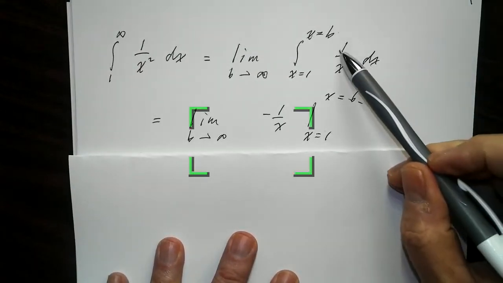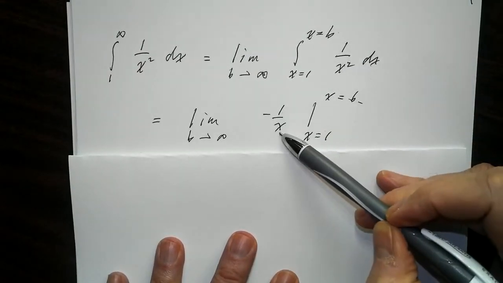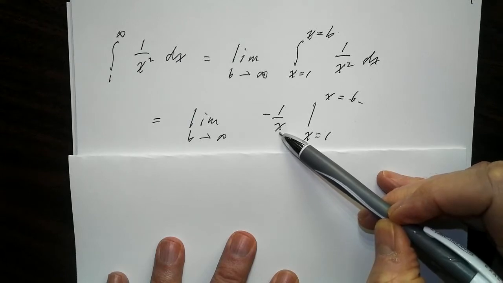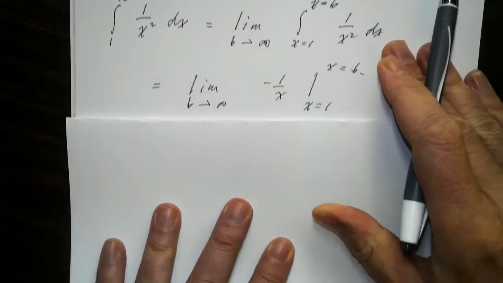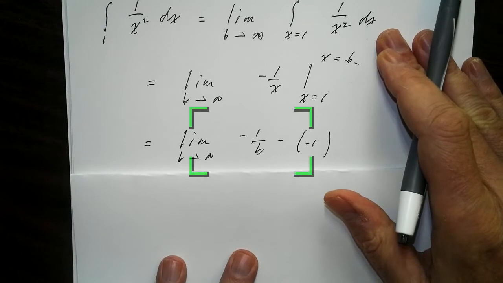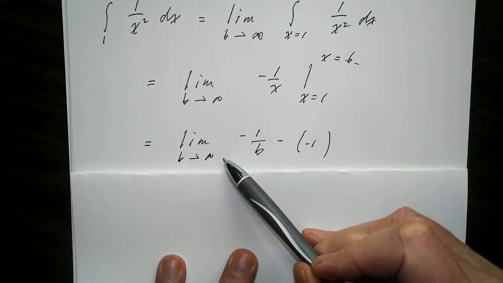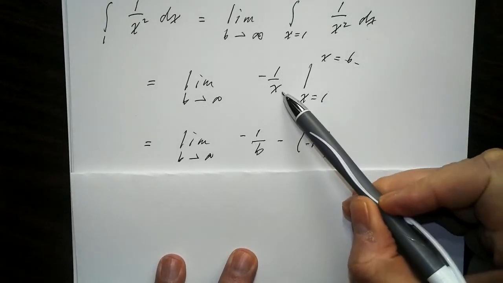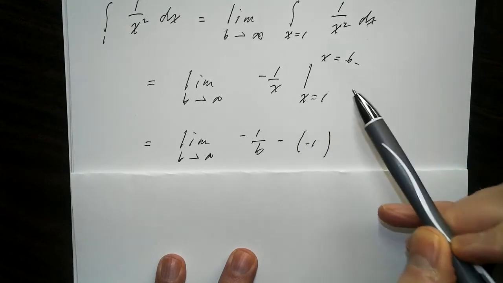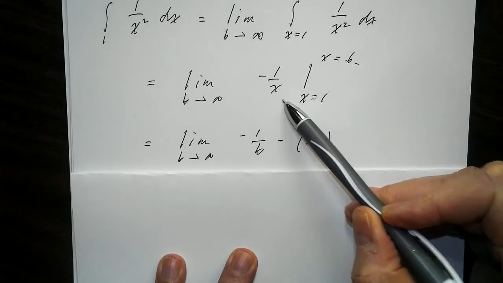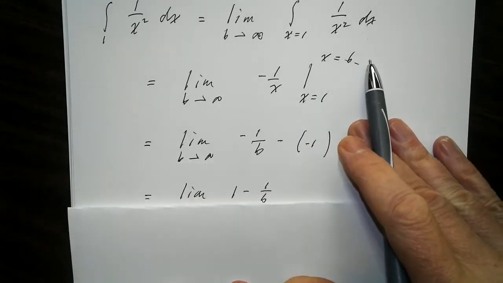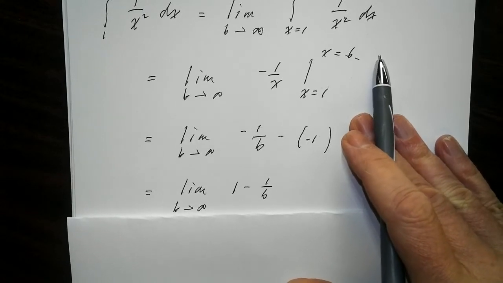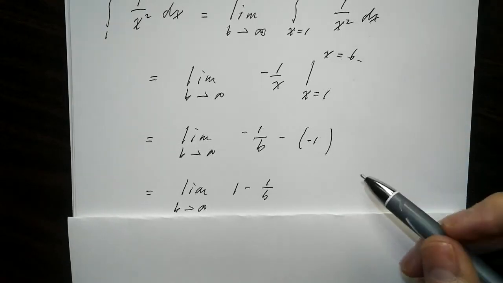So the antiderivative of 1 over x squared would be minus 1 over x by the power rule. We substitute b and 1 in. We have the limit as b goes to infinity, minus 1 over b, minus what I get when we substitute 1 in, which would be minus 1. So we have the limit as b goes to infinity of 1 minus 1 over b.